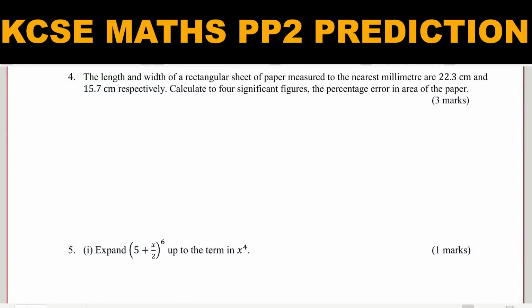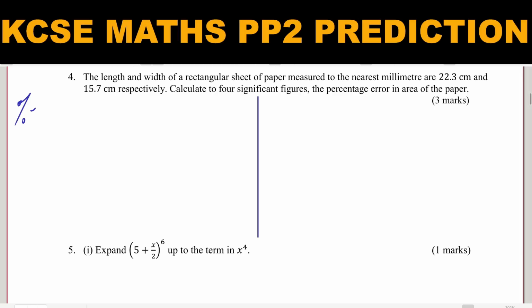The length and the width of a rectangular sheet of paper measured to the nearest millimeter are 22.3 centimeters and 15.7 centimeters respectively. Calculate to four significant figures the percentage error in the area of the paper. Now, how do we get the percentage error? Begin from there.